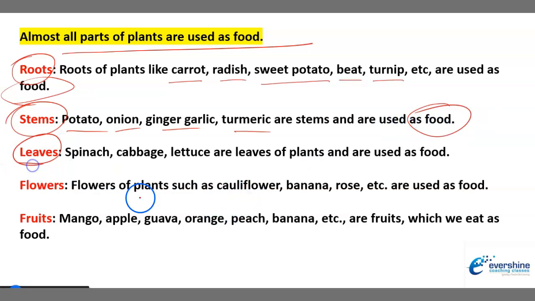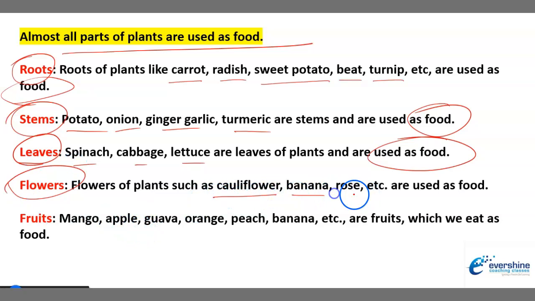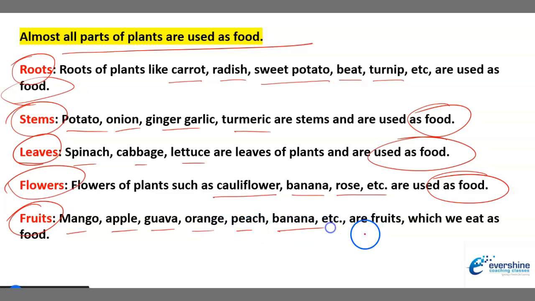You can see leaves like spinach, cabbage, lettuce. These leaves also we use as food. Come back to flowers. Flowers of plants such as cauliflower, banana, rose, these also we use as food. Next, fruits: mango, apple, guava, orange, peach, banana, etc. These we also eat as food. Okay, children, I want you to copy down these notes. Please press the pause button and copy down these notes.